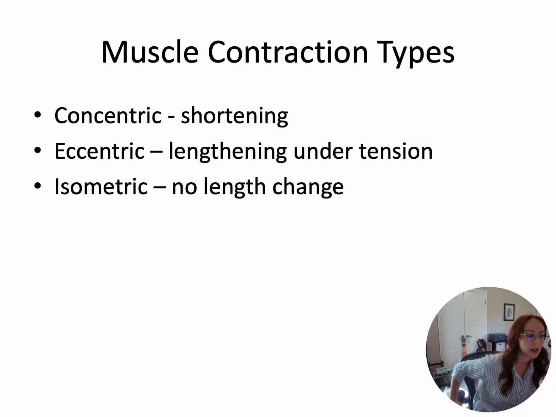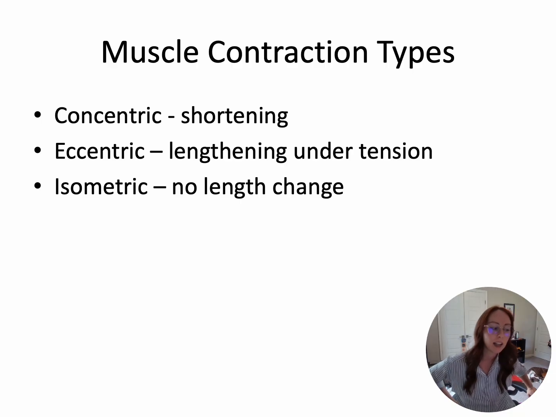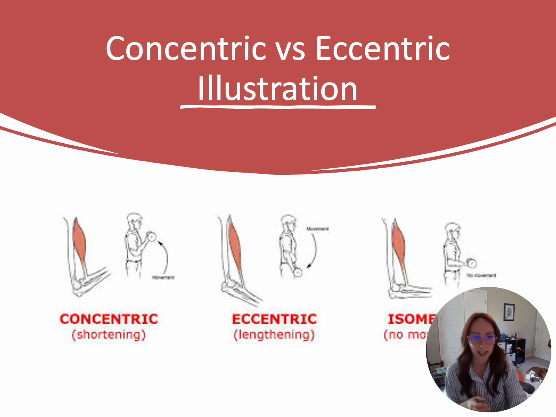And then different types of muscle contractions. So we have concentric when the muscle is shortening, and then we have eccentric when it is lengthening under tension. Then we have isometric when there is no length change. So here is another illustration of this.